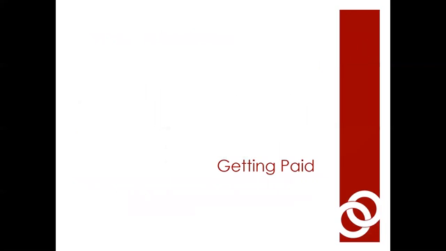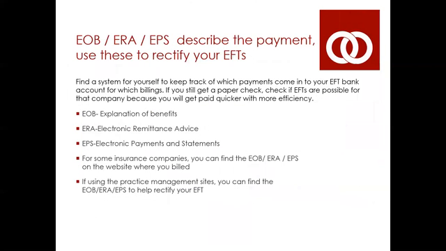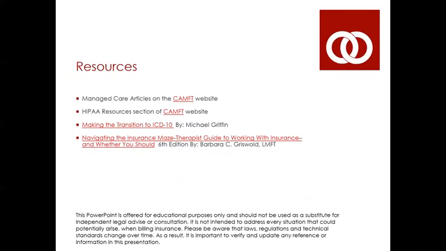The next step is getting paid. Find a system for yourself to keep track of which payments come to your EFT bank account for which billings. If you still get a paper check, check to see if EFTs are possible for that company because you will get paid quicker and with more efficiency. If using a practice management site, you can find the EOB, ERA, and EPS to help rectify your EFT. Again, keep in mind, this is an easy process once you've become accustomed to it.